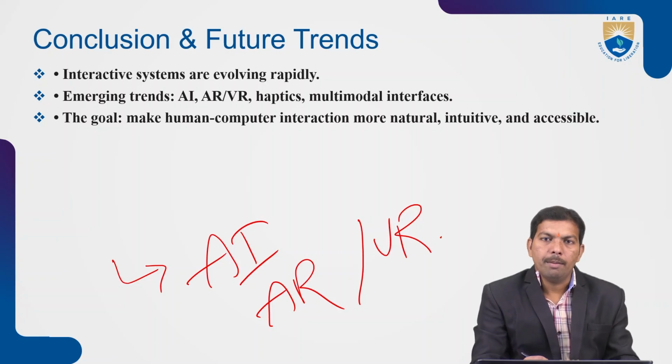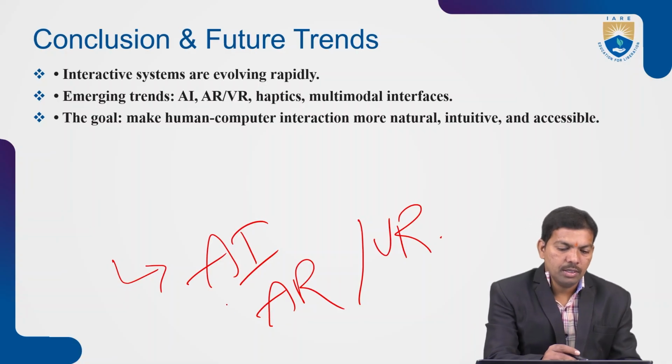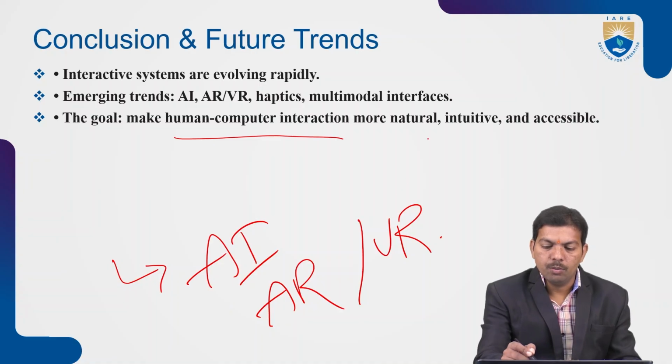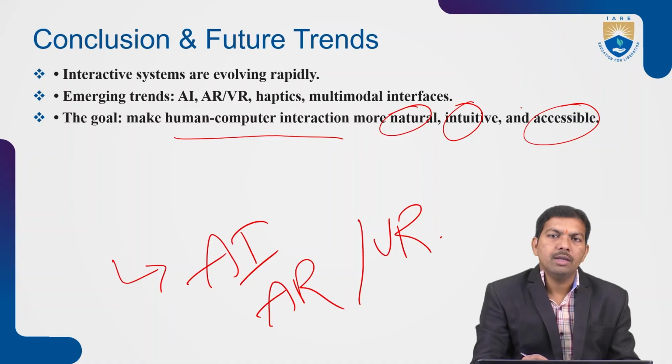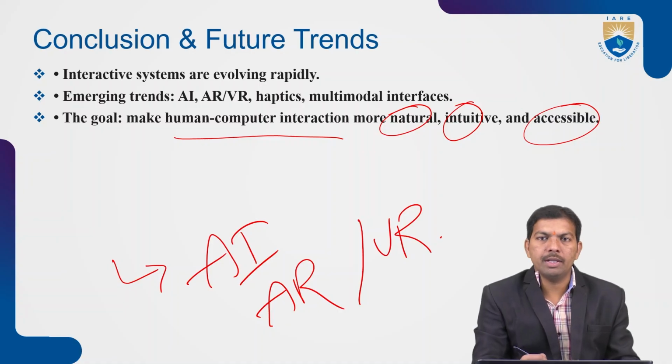And the goal is to make human-computer interaction more natural, intuitive, and accessible. That is the goal of developing interactive systems for human-computer interaction. This is the goal while developing any applications or any kind of machines: how the user is going to interact with the application, or how the user is going to interact with that machine. That is very, very important.